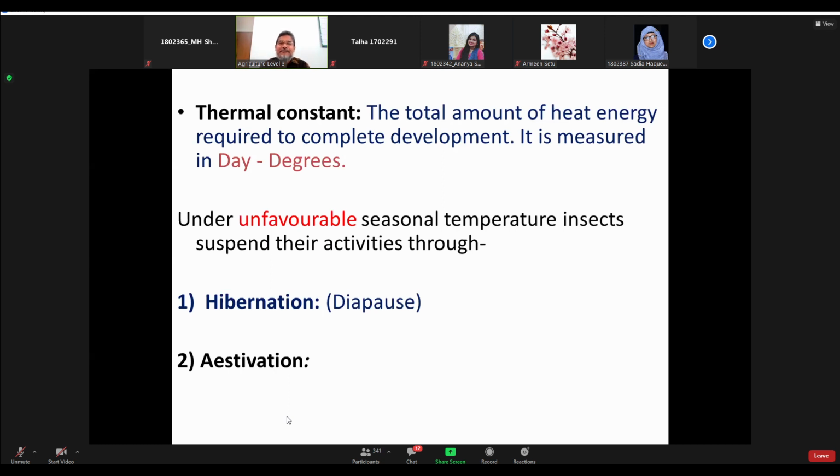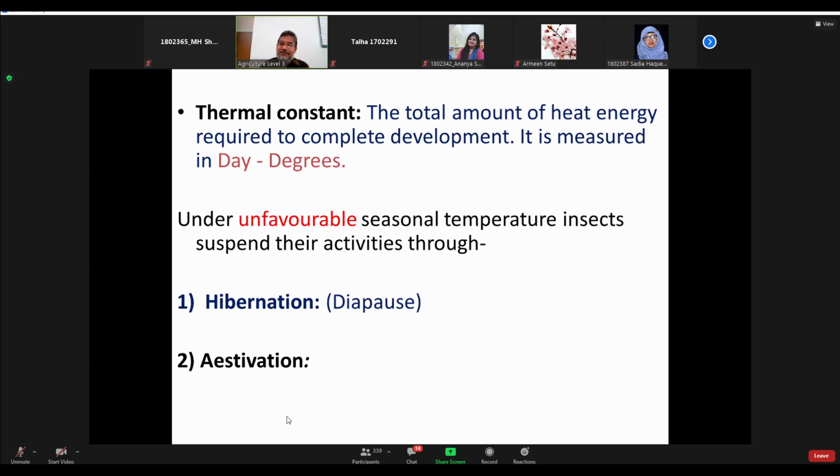by experiments. So if you just leave the insects at different environmental temperatures, you will find that the insect is taking variable time. At 20 degrees centigrade, it may take 60 days. And the same insect, when it is taken to a temperature of 30 degrees, it may take only 20 days.